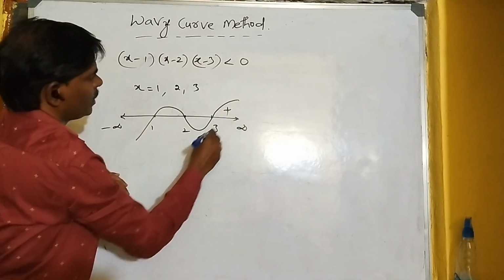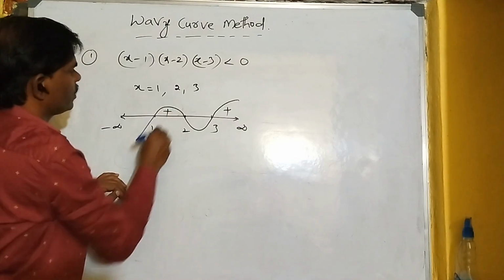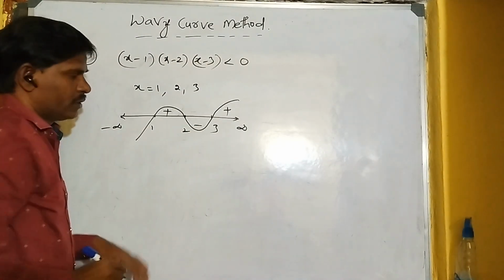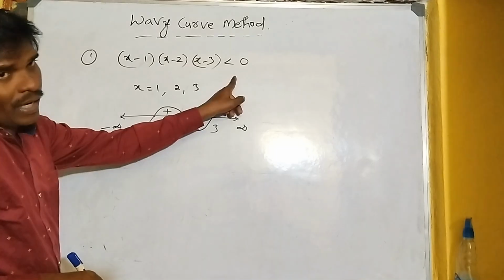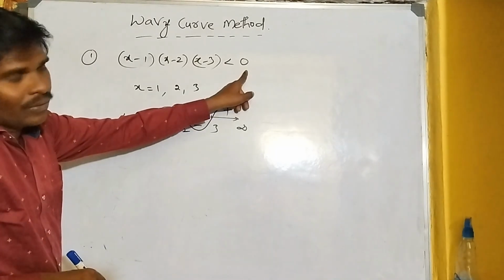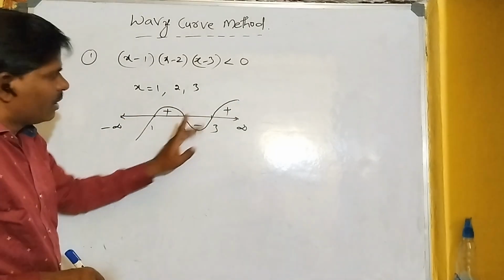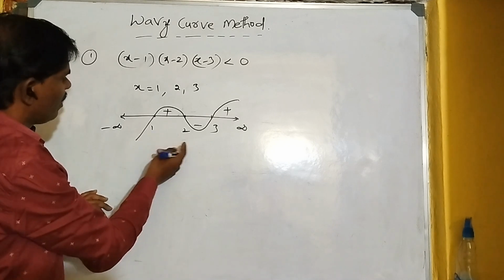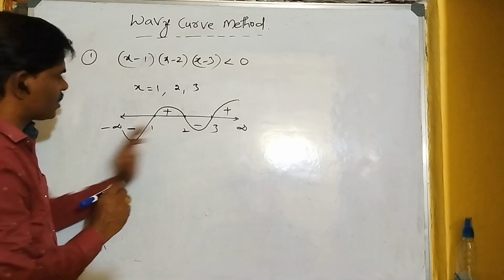Okay, this is upside equal to positive and this is also upside equal to positive, downside equal to negative. Do you want a negative value or positive value? This is the negative, less than 0. Less than 0 means negative value. You want negative value, so what is the part? This is also negative part, this is also negative part.